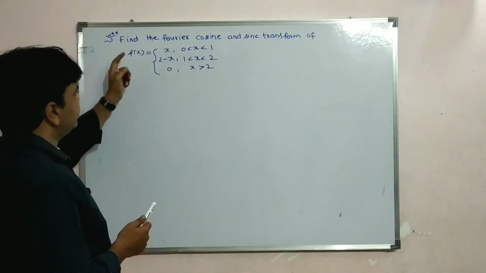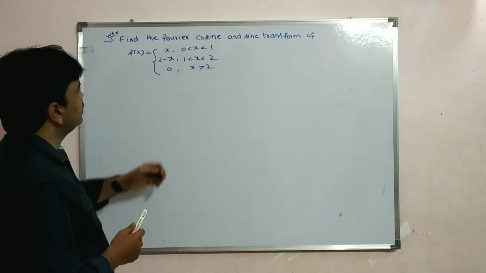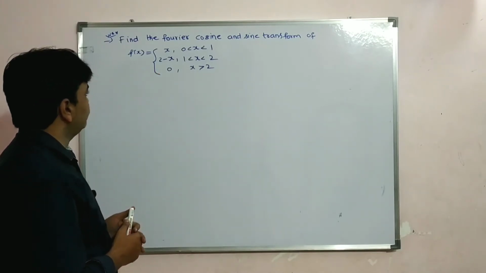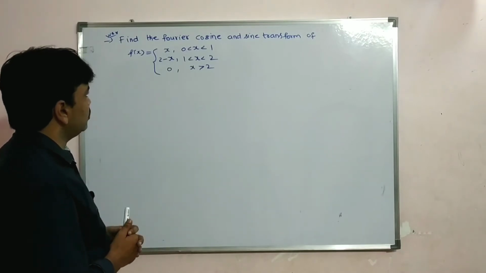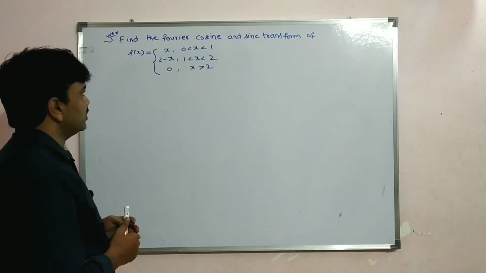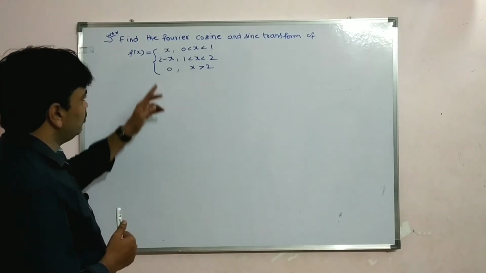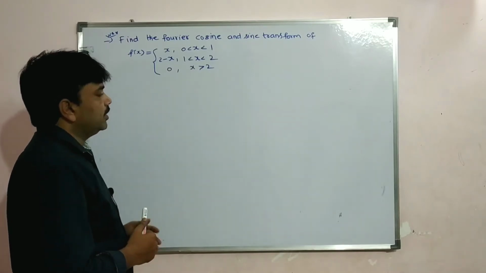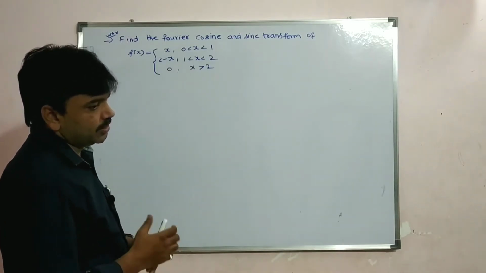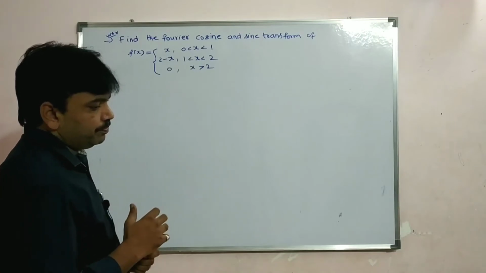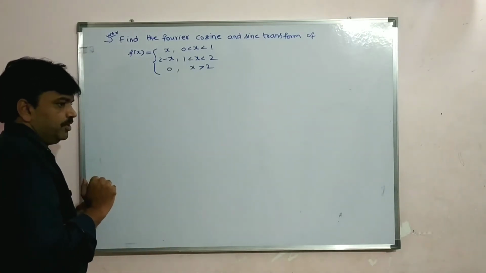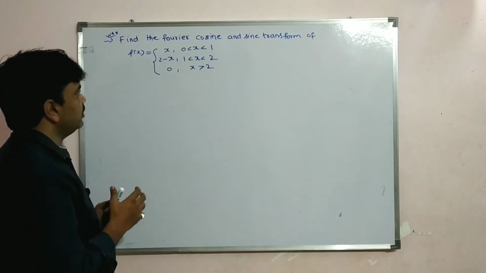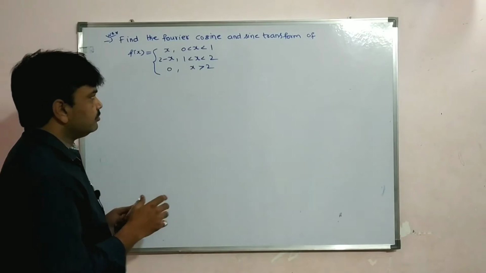Let us, students, find the Fourier cosine and sine transforms of f of x equal to x for 0 less than x less than 1, 2 minus x for 1 less than x less than 2, and 0 for x greater than 2. Okay, students, this is one model. Previously we did continuous functions, but here we have some discontinuity, students.